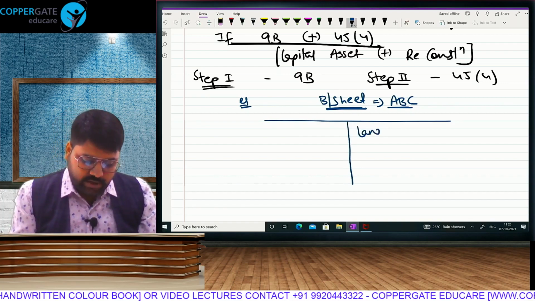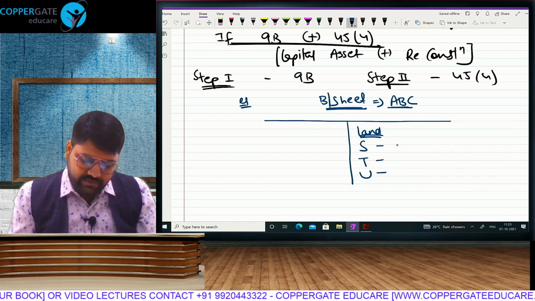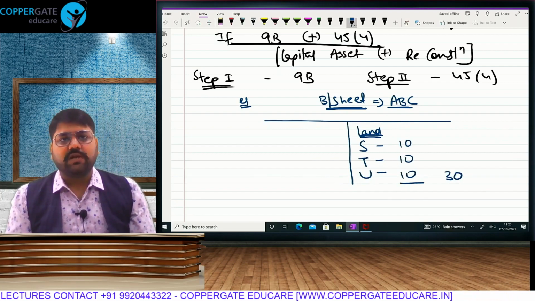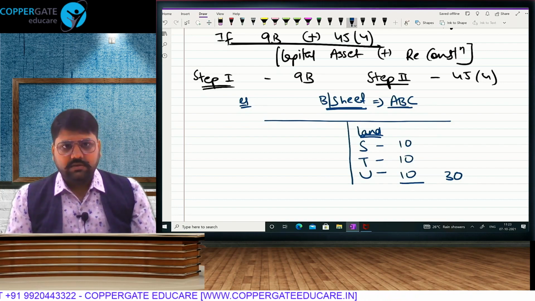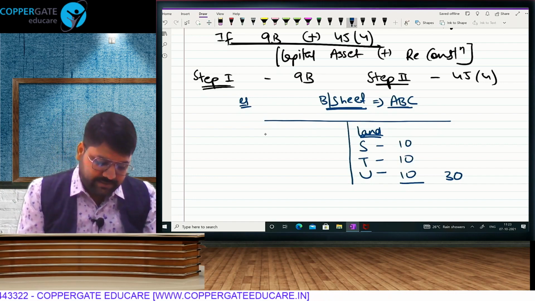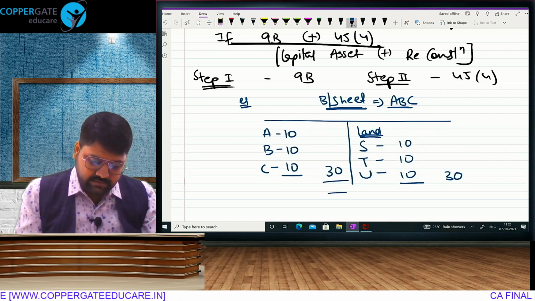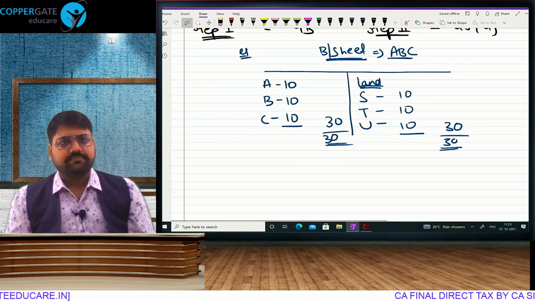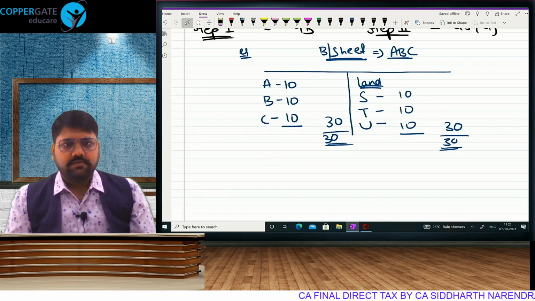ABC. It has got land. Land S, land T, land U. All three were purchased for 10 lakh rupees whenever they were purchased in the good old days. So what is the total book value of the three lands? Total 30 lakh. And there are three partners, A, B and C. The balance in the capital account of each of the three partners is 30. Very simple tally of balance sheet. No problem.